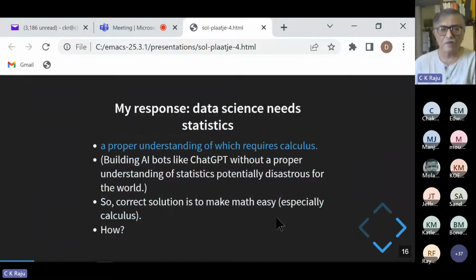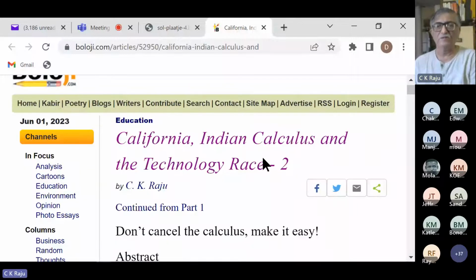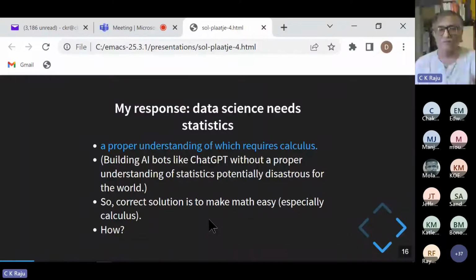Now, my response was that a proper understanding of statistics requires calculus. This article is here. If you don't have a proper understanding of statistics, then you will end up making very bad bots. You'll see ChatGPT, but with any kind of bot, if the person programming it does not understand statistics, you'll get bad bots, and you'll rely on bots, and that can be very, very dangerous for the future. So the better thing is to make math easy, especially calculus, and give people a proper understanding of calculus. The solution is not to dumb it down as the California State Board has done.